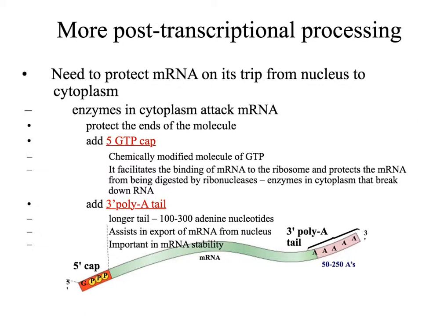Then there's more processing that occurs. After mRNA is matured, it needs to go from the nucleus to the cytoplasm to be translated. There are enzymes in the cytoplasm that are going to attack this mRNA, so it needs to be protected. The cell is going to add a GTP cap at the 5' end. It's a chemically modified molecule of GTP, and it protects the mRNA from being digested by these enzymes, which are called ribonucleases. Also, at the 3' end, we're going to add about 100 to 300 adenines, and that allows the mRNA to be more stable.